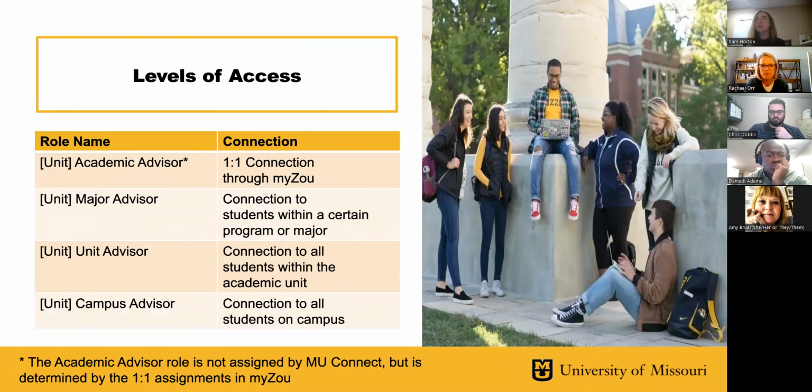And then we also wanted to talk about the levels of access. So this screen highlights the typical access setup for academic units across campus, for example. So on the left, we have the role name. So as you can see, we have Unit Academic Advisor. And so this is the one-to-one connection that you all have to students through MyZoo. So in MyZoo, it shows the student's advisor. So that is pulled in from MyZoo, like I said.